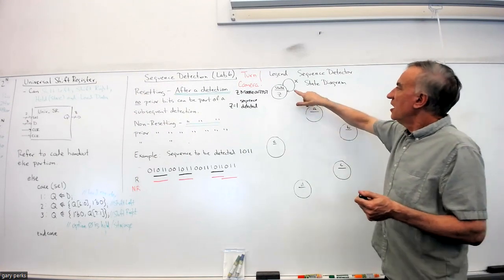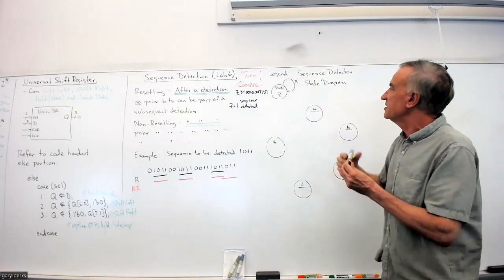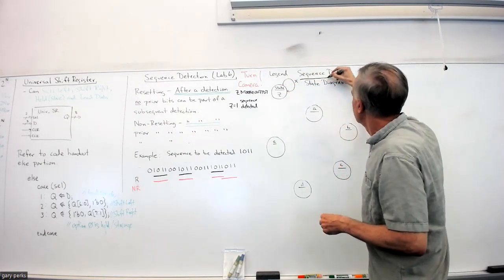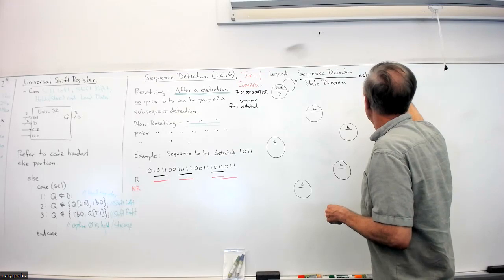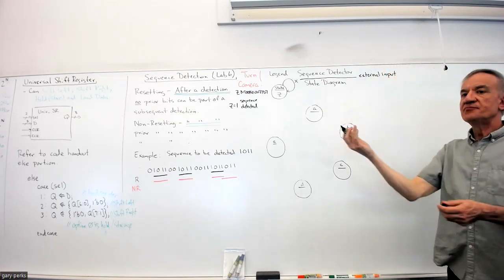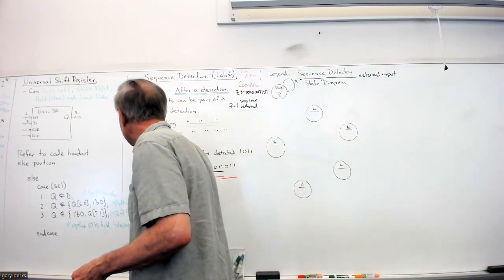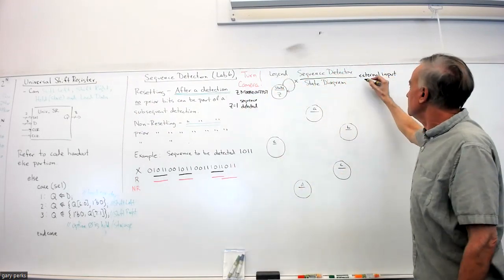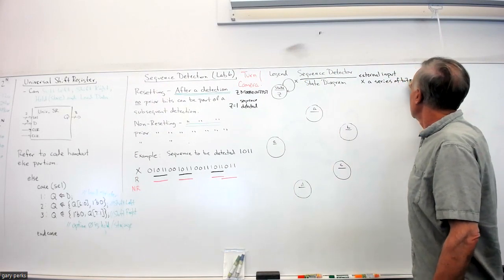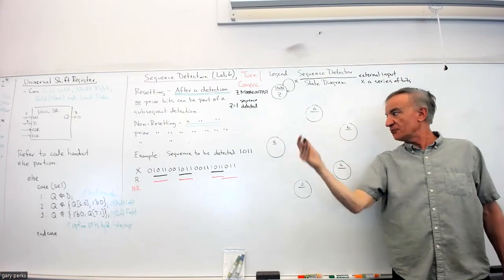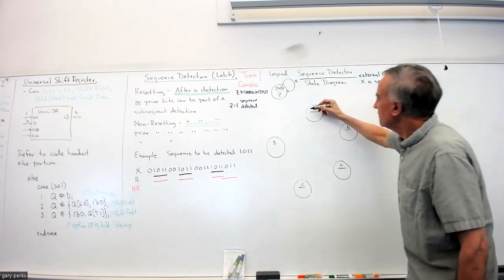Then we have this X by the arrow. Remember, the arrow represents the clock transition. X is an external input. Here, X is the sequence, or the series of bits, like in this example here, this was X. It's a series of bits that we're looking at to see if we have this sequence. All right, so let's start with our state diagram.